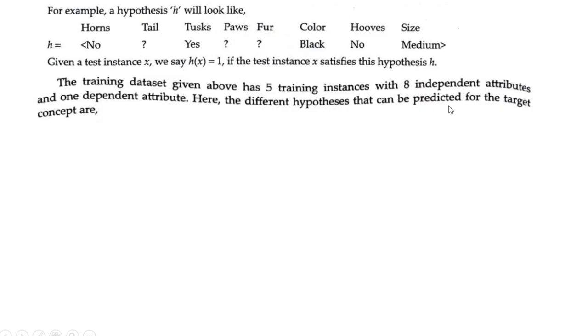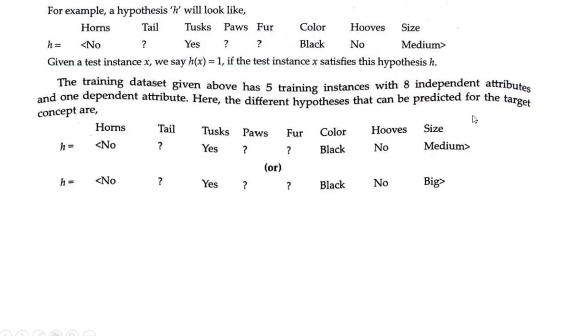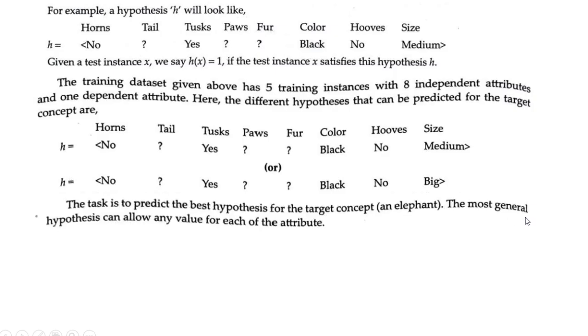Here different hypotheses can be used to predict the target concept. So this is another hypothesis. See, this is one hypothesis, this is another one, or I can also have a hypothesis like this. So here I am saying the hypothesis is 1. That means let's say it's an elephant, right? If the elephant is 1, that means hypothesis is 1. If no horns, tail can take any value, tusk is s, paws and fur can take any value, color black, no hooves, size medium. Just a case study, right? Just an example. So here I can write my hypothesis in different ways, right?